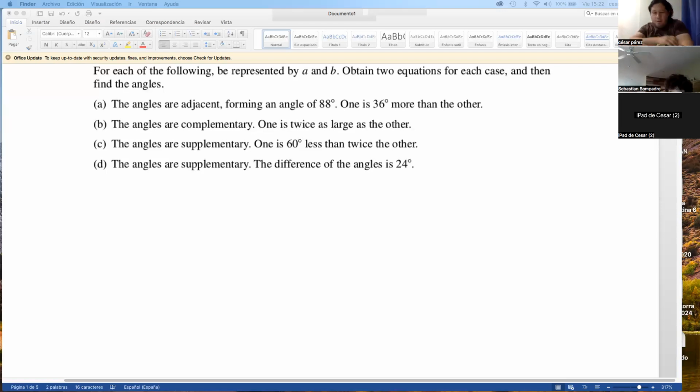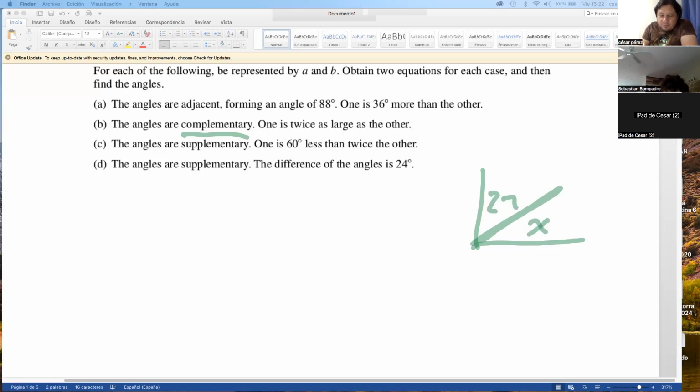Okay. Is the smaller 30 and the larger 60? Okay. We only need to draw. Complementary, so together they give 90. Next, x plus 2x equals 90, and 30 and 60. Okay, the problem number C.